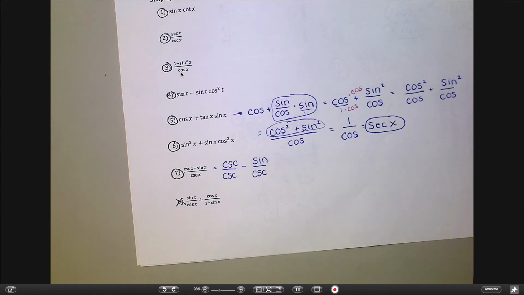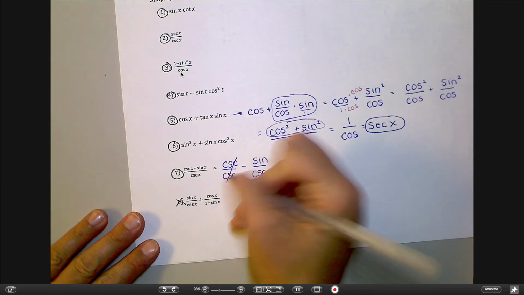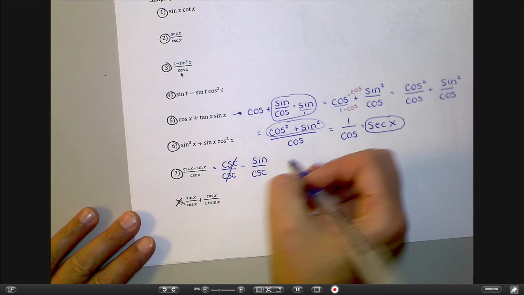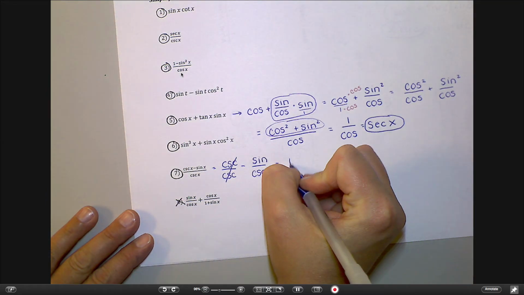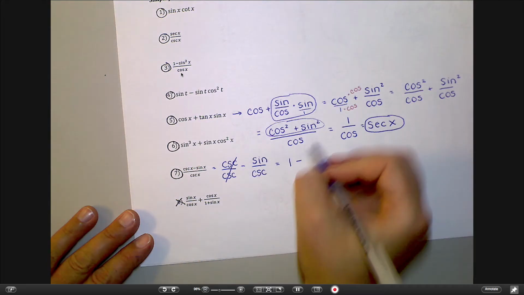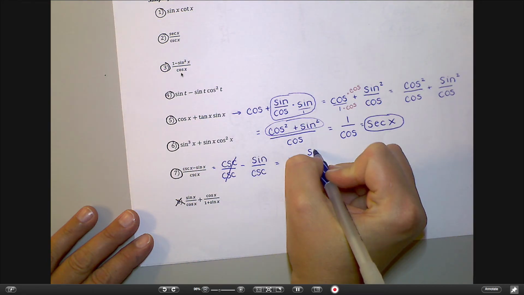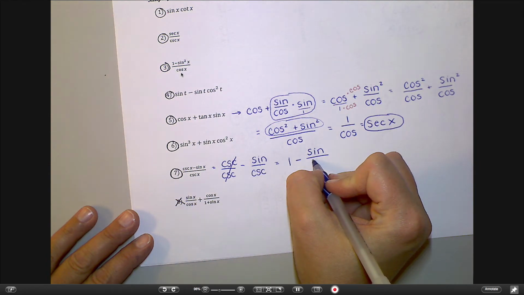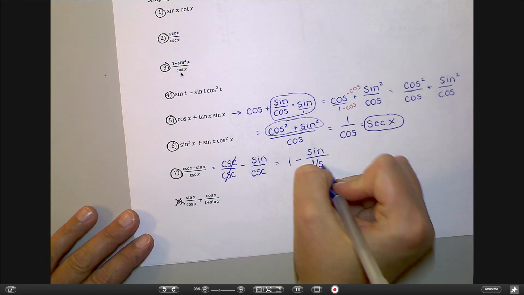I am going to switch to sines and cosines in just a second, but before I do that, what do you see here? Yeah, it cancels, but it really makes a 1. Don't forget that it doesn't just disappear. So I'm going to make this 1 minus, and now I'm going to turn that into sine over, and then cosecant is the reciprocal of sine, so 1 over sine.